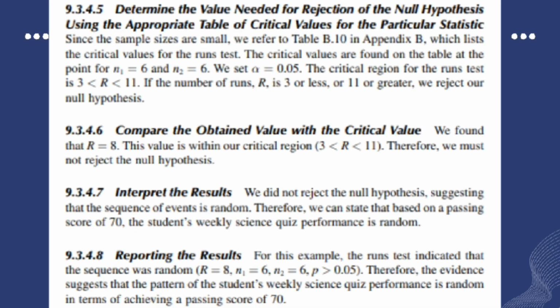So here is our interpretation. We did not reject the null hypothesis, suggesting that the sequence of events is random. Therefore, we can state that based on a passing score of 70, the student's weekly science quiz performance is random. Reporting the results for this example, the runs test indicated that the sequence was random. The evidence suggests that the pattern of the student's weekly science quiz performance is random in terms of achieving a passing score of 70.